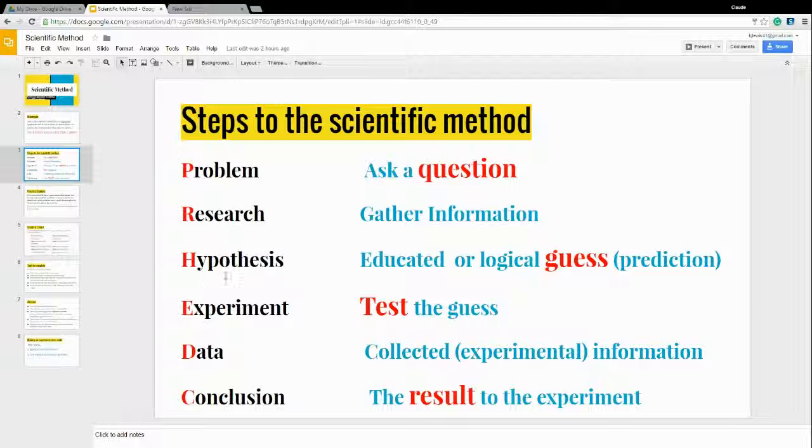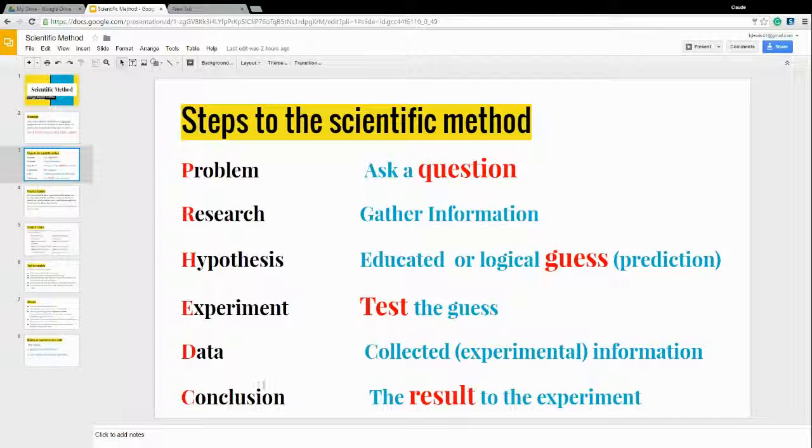And once you do the research, you can now make that logical guess, that hypothesis. You can now make a prediction. That educated guess is based on the research. When you have stated the hypothesis, now you need to test it. You can't just state it and move on and say, oh, done. You have to test it to see if your prediction is right. So you're going to test it. That's the experiment. Test the guess, I like to say.